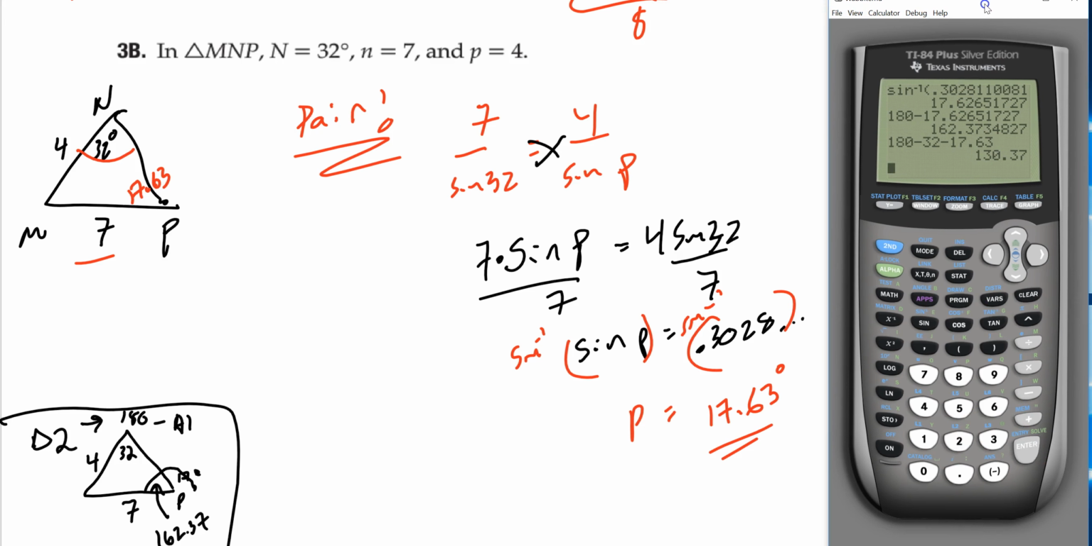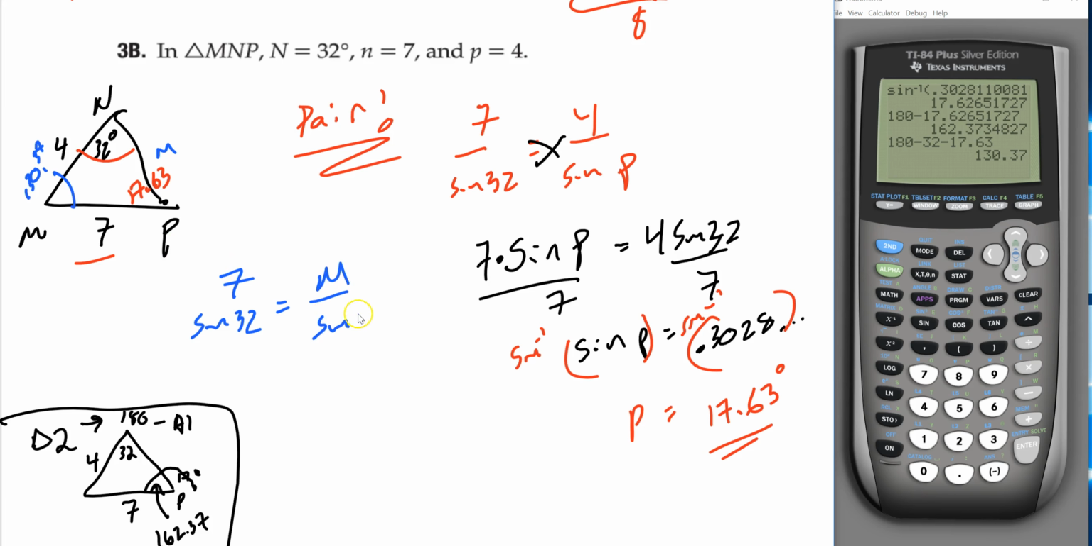And I get 130.37. So if I want to find little m right there, all I got to do is set it up. Law of sines: 7 over sine of 32 equals m over sine of 130.37. Multiply both sides by the bottom here.